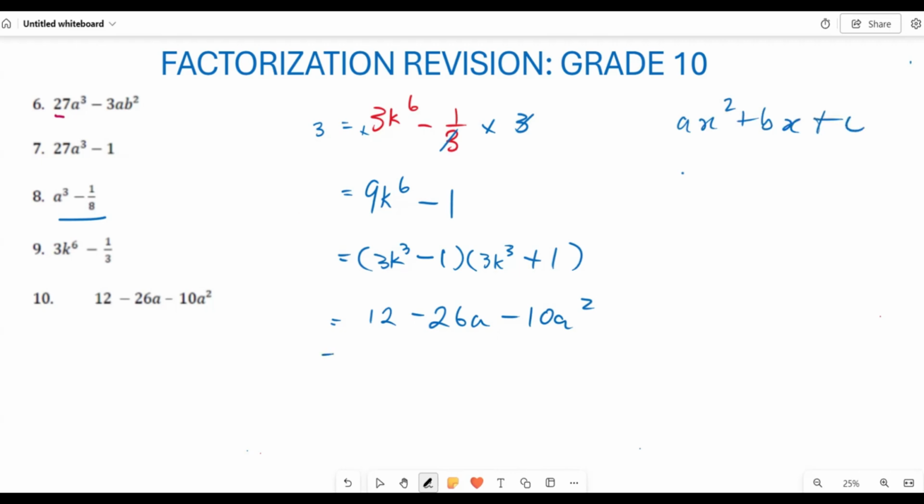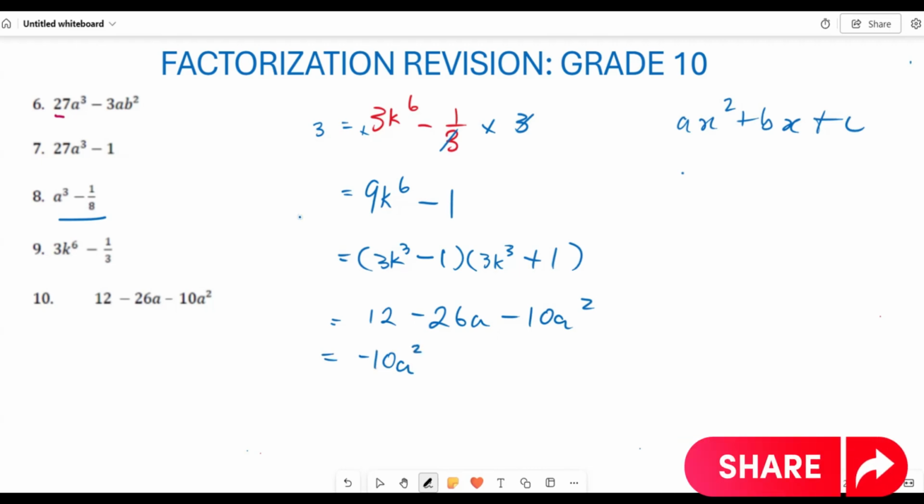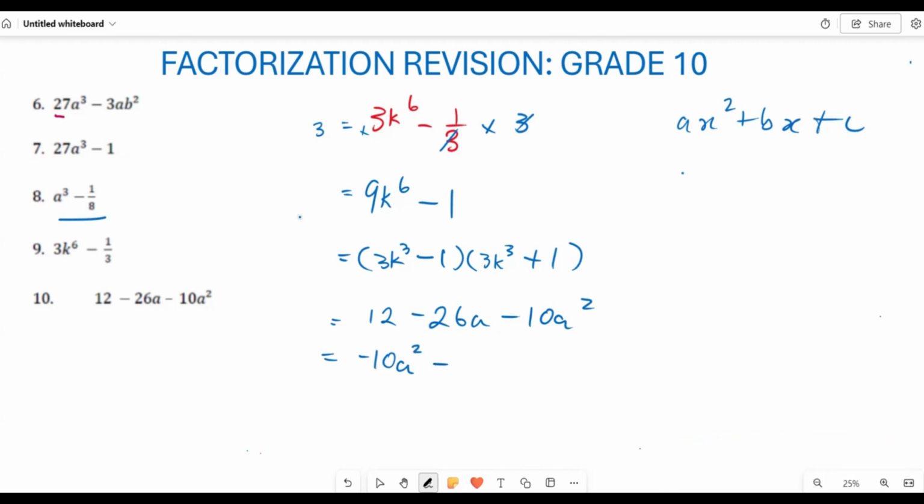So here I can change this and say this is the same as negative 10a squared minus 26a plus 12. And then from here, I can look for the number that is divisible everywhere. Already I can see that all these numbers are divisible by 2, which means I can take out 2 as a common factor. Let's say I take out negative 2 so that I get rid of the negative in the first term.